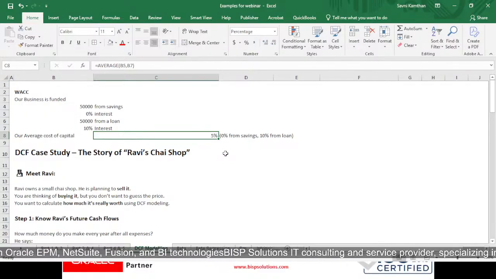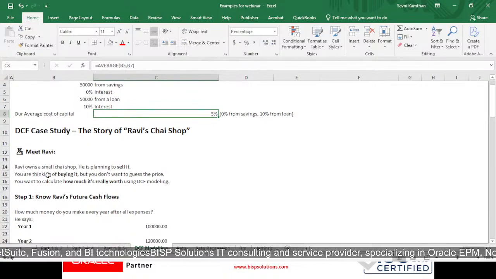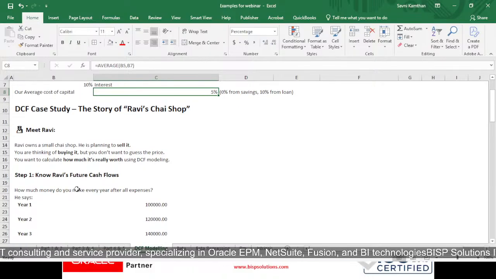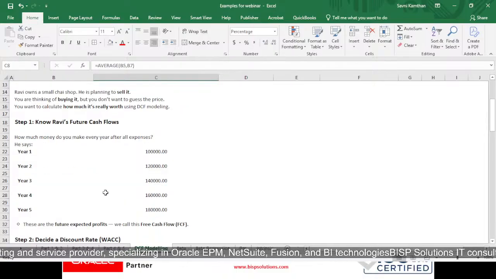Then if we understand the DCF case study, the story of Ravi's chai shop. So Ravi owns a small chai shop. He is planning to sell it, right? So if you are thinking to buy it, but you don't want to guess the price, we want to now calculate how much it's really worth using DCF modeling.